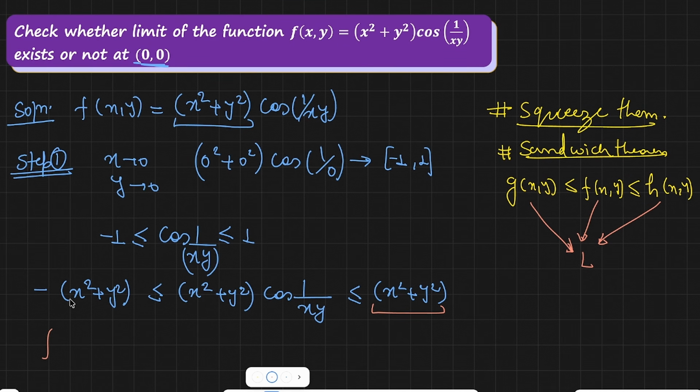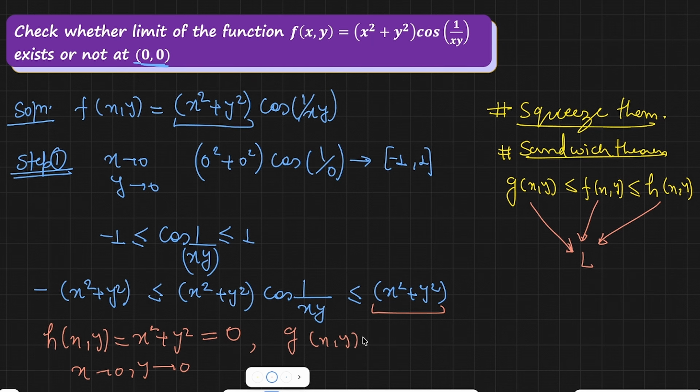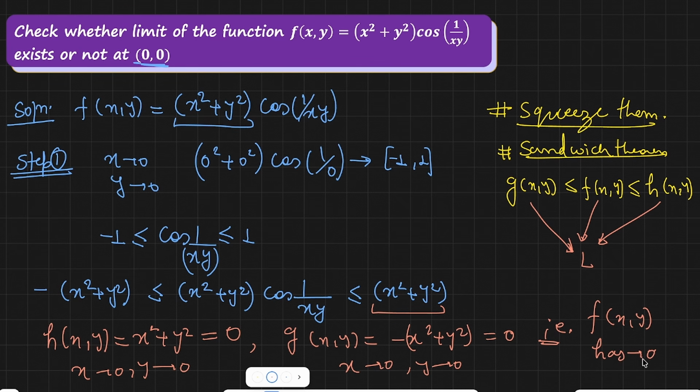So now let's say my function h of x comma y is x square plus y square. If I put x tending to 0, y tending to 0, what is the value? That is 0. If I take g of x comma y equal to minus of (x square plus y square), with x tending to 0, y tending to 0, it is also 0. It means that my f of x comma y has the limiting value 0 at (0, 0). So the limit at x tending to 0, y tending to 0 will be 0 using this squeeze theorem. This is one of the methods.